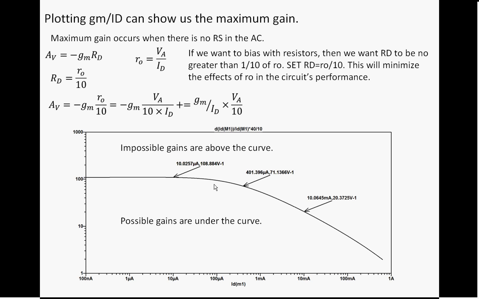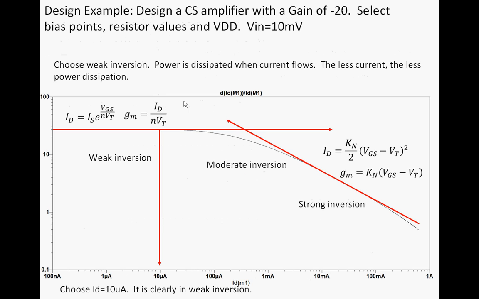and what this does is it just saves you so much time, because now you know exactly what's possible and what's not possible. This procedure is in the lab manual as well. So let's just do a few design examples. I want to try to design a gain of minus 20 for all levels of inversion. And that means I need to pick the bias points, ID, VGS, resistor values, and the power supply.